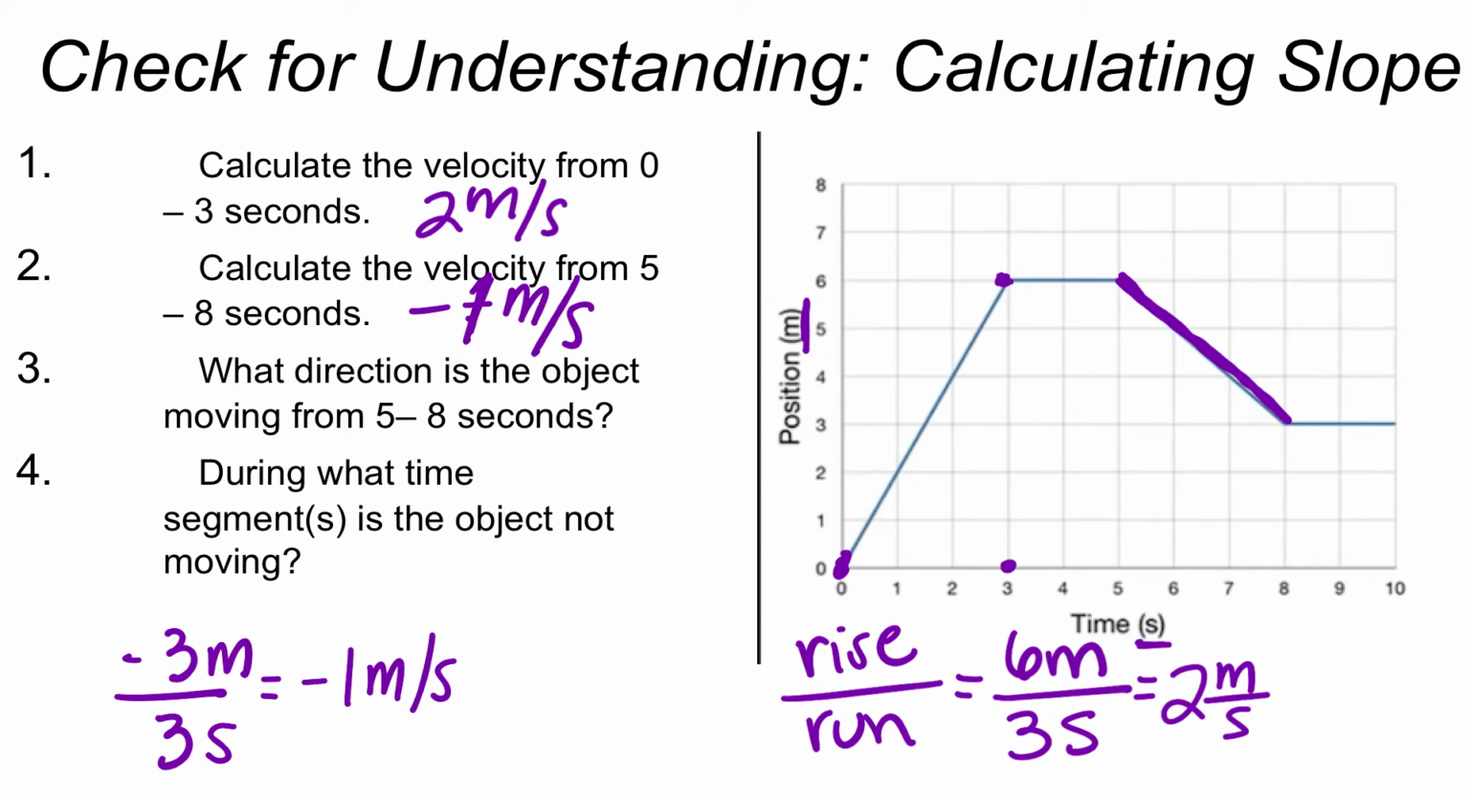All right, and then for number 3, what direction is the object moving from 0 to 3? I already said that one, but we are going in the positive direction.